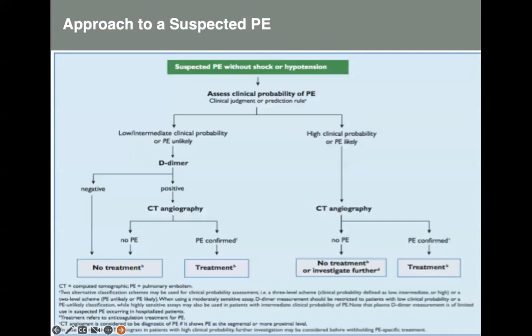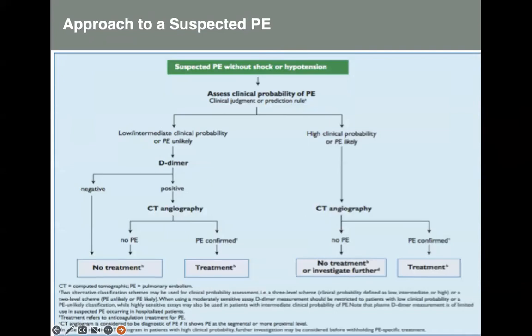The approach now. What happens when you have a patient where you suspected PE, and this patient is not in shock? Because as Epi explained in the pathophysiology, PE can lead a patient to have shock, and mostly we're talking about cardiogenic shock. So before they get to the cardiogenic shock, you're suspecting this patient has a probability of having PE.